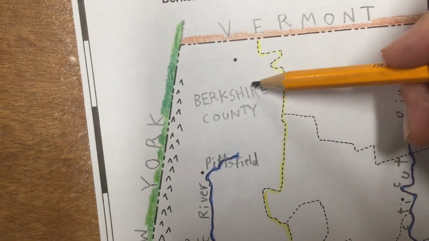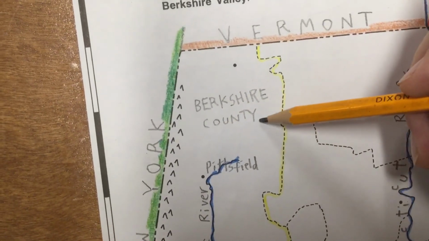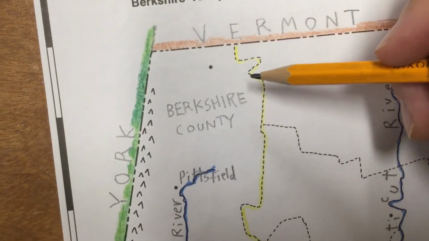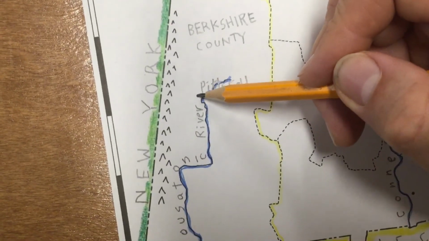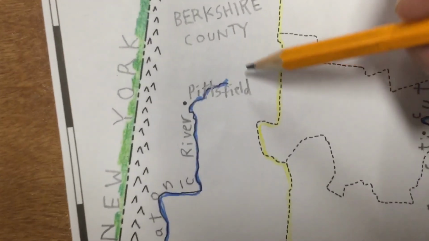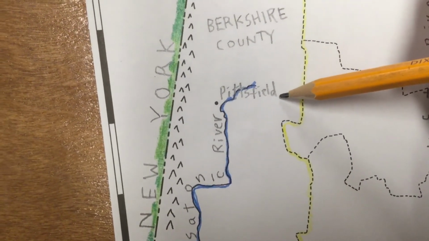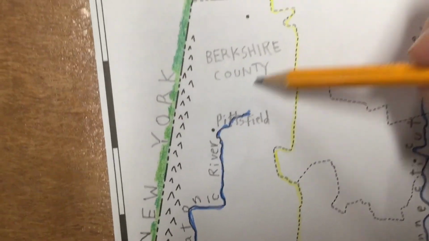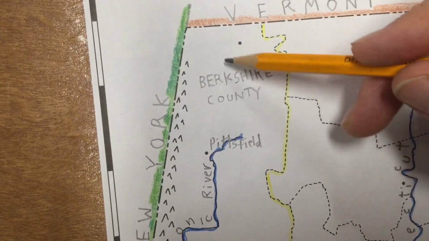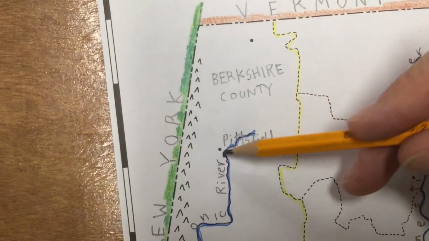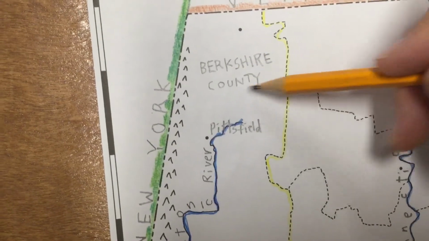Berkshire County. Okay, and I also am taking the time right now to label this city called Pittsfield. Pittsfield. So you can go ahead and put those two little details in right now, and that way we'll be able to draw in the hills and mountains, and these will be already on the map.